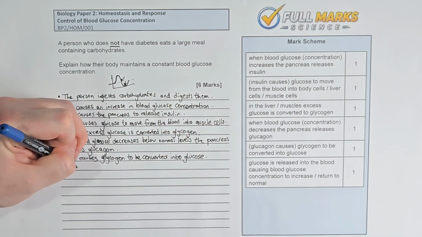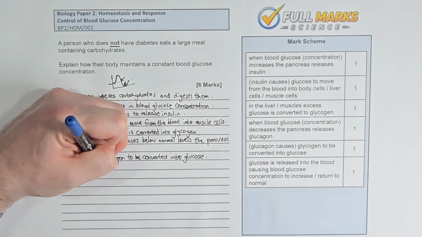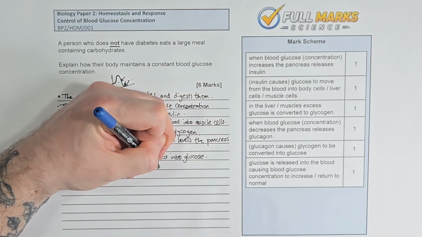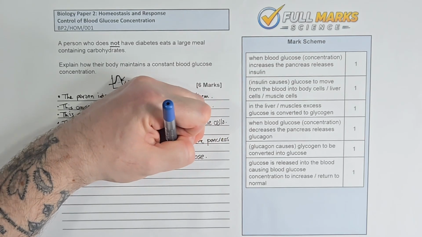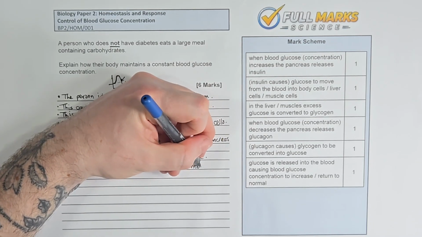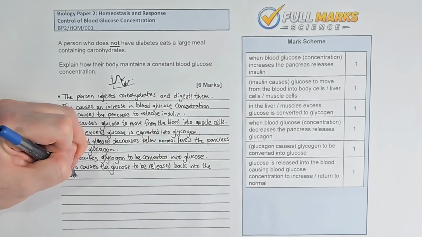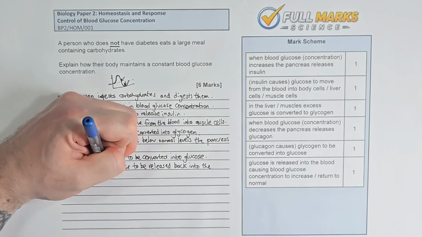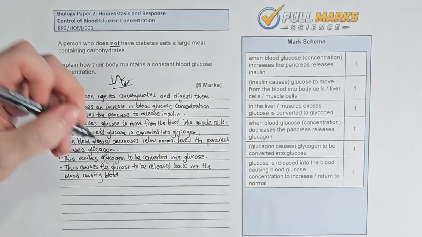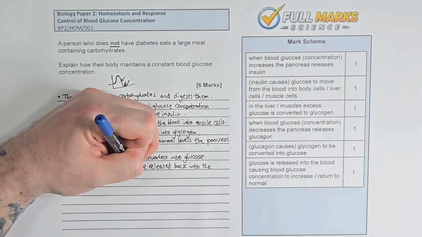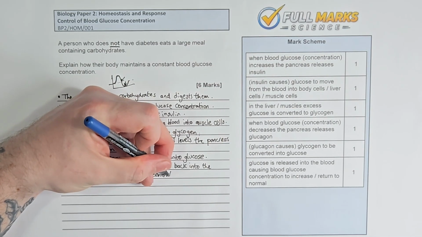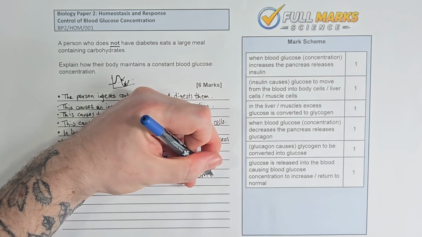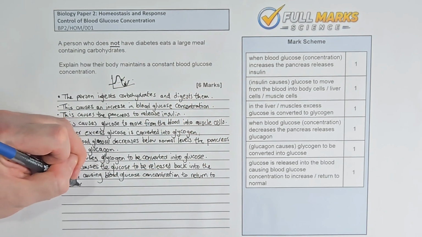So this causes the glucose to be released back into the blood, causing, there's a lot of causings in this question, causing blood glucose concentration to return to normal. And we've done it. Full marks, bang. There we go.